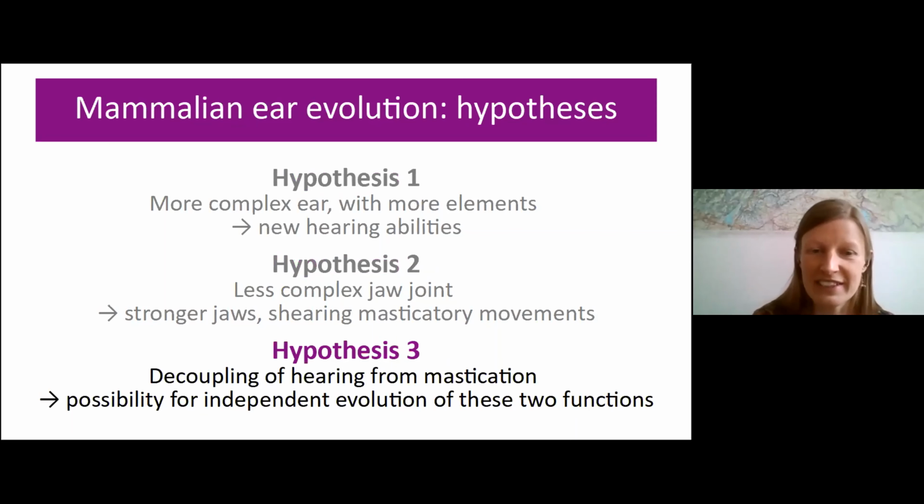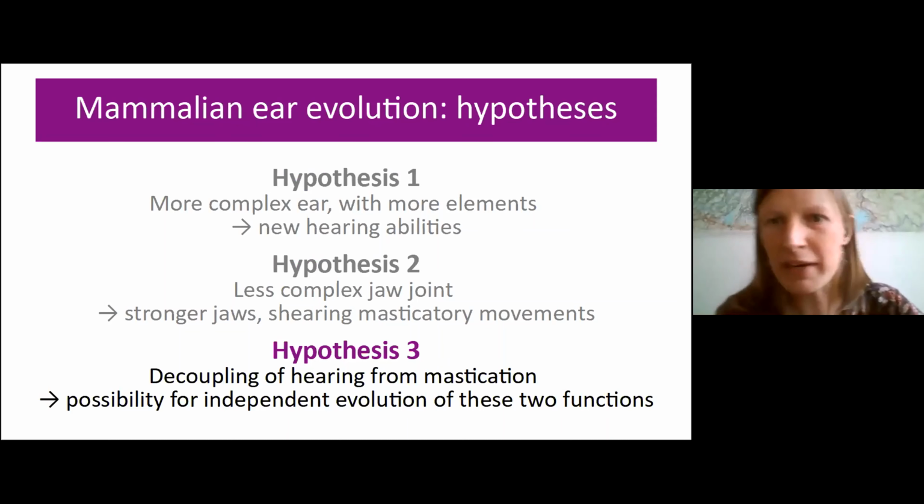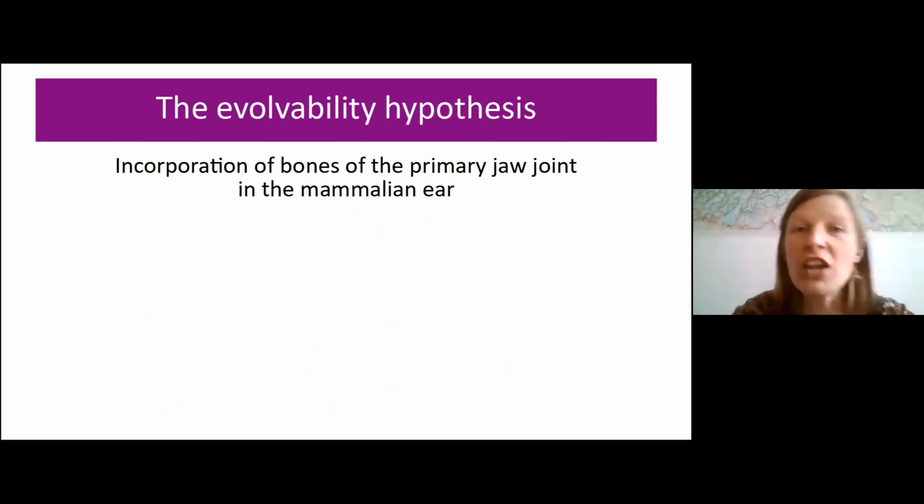And the third hypothesis is that because of the decoupling of hearing from mastication that you have in mammals, you can have selection on two different functions separately. And so you can evolve these two functions independently. So these are the three hypotheses: either a selection just on hearing, or just on chewing, or a selection that can happen on both modules because of the decoupling. And with my colleagues from the University of Vienna, we proposed a new hypothesis.